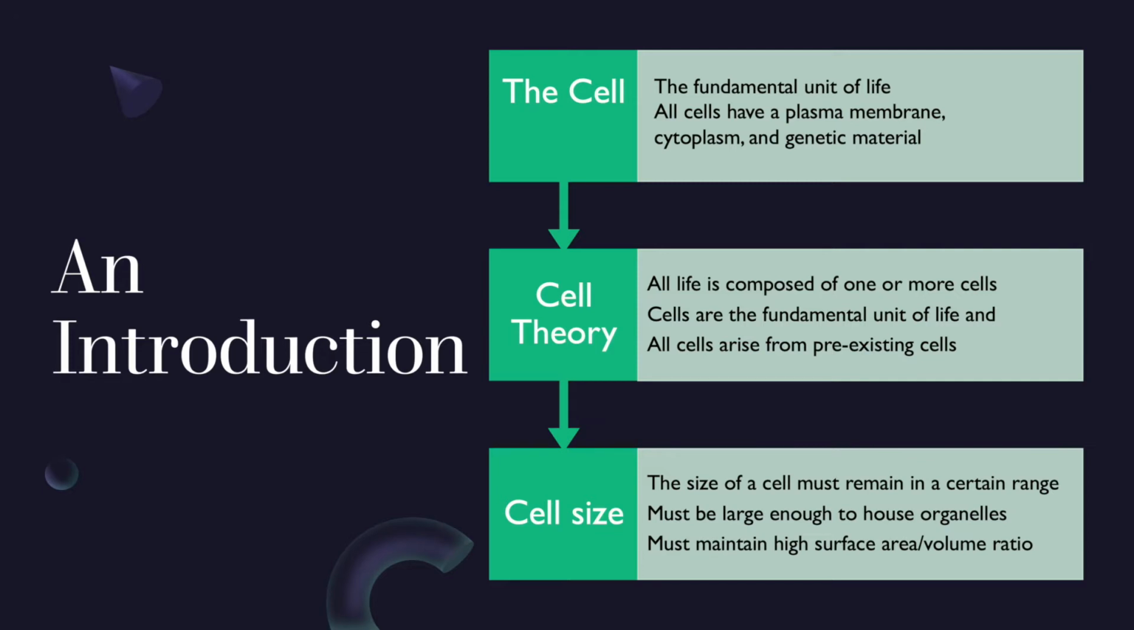Cell theory states that all life is composed of one or more cells. Cells are the fundamental unit of life, and all cells arise from pre-existing cells. The size of a cell must remain in a certain range, as is required for cellular activities. The cell must be large enough to house all the organelles and DNA, which is held in the nucleus. However, the cell cannot grow too large either.